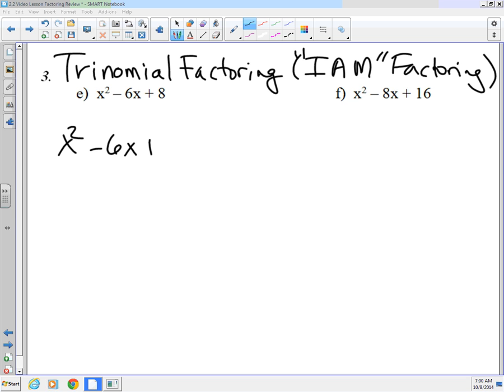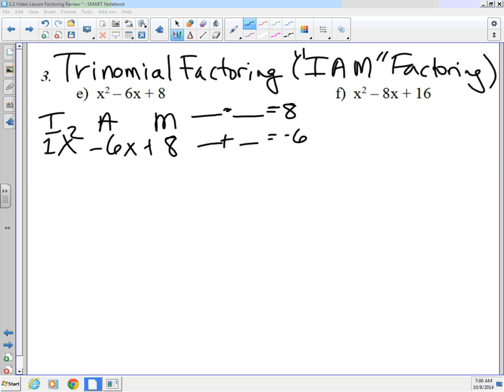The name of the game here is to figure out what adds up. First of all, the I stands for 1. That means the coefficient in front of the x squared needs to be a 1. The A stands for we're looking for 2 numbers that add up to negative 6 and multiply to 8. So it's much easier to start with factors of 8, and those factors have to add up to negative 6.